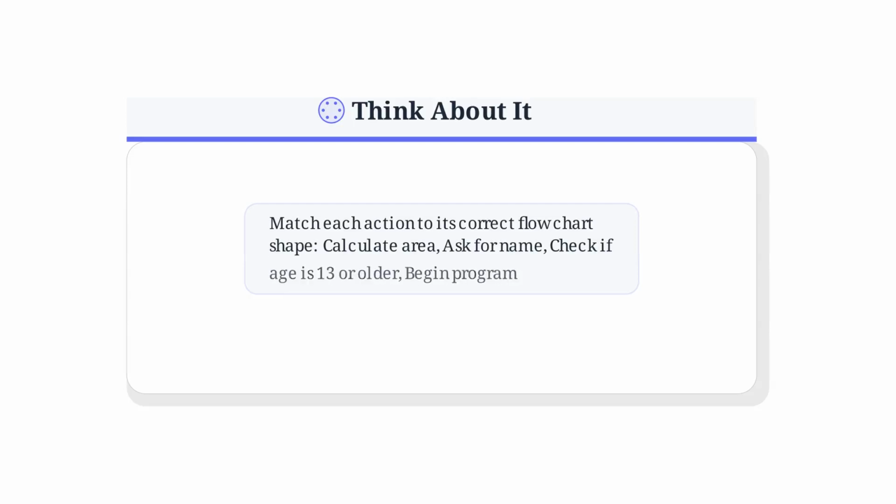Quick challenge time. Match each action to its correct flowchart shape. Calculate area equals length times width. Ask user for their name. Check if age is 13 or older. Begin the program. Which shape goes with each action?